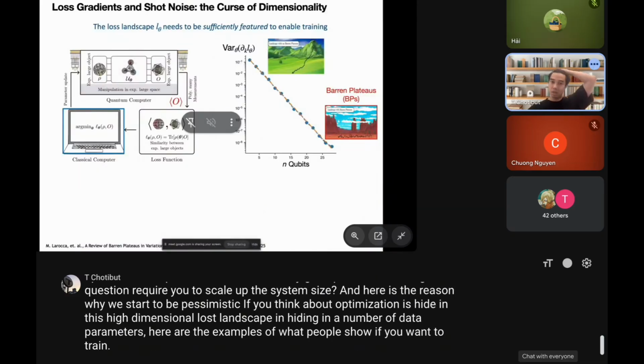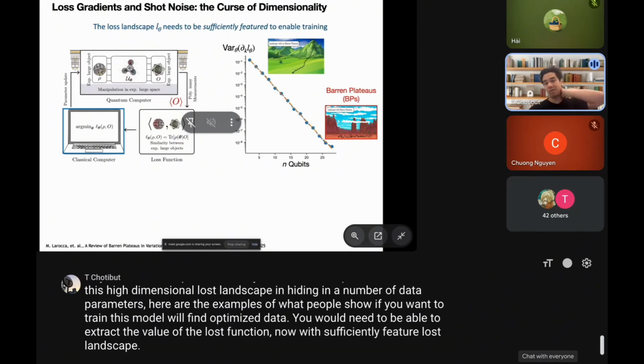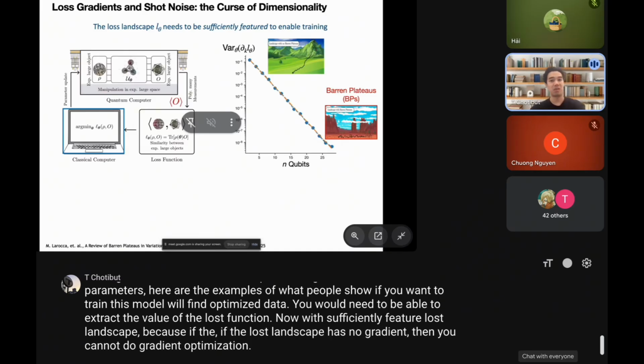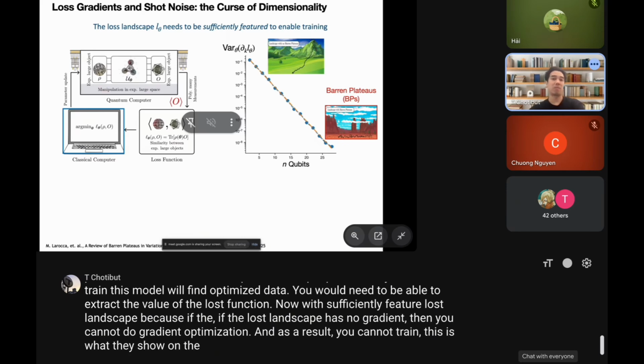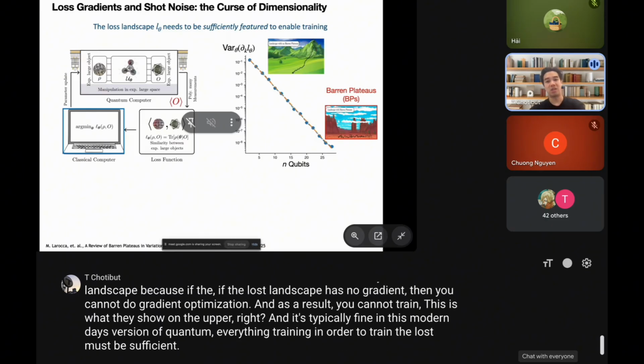If you want to train this model or optimize the data, you would need to be able to extract the value of the loss function with a sufficiently featured loss landscape, because if the loss landscape has no gradient, then you cannot do gradient optimization, and as a result, you cannot train. This is what they show on the upper right, and it is typically found in this modern version of quantum algorithm training. In order to train, the loss must be sufficiently featured.